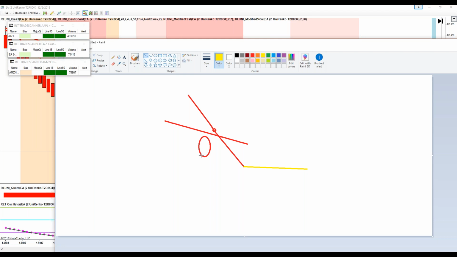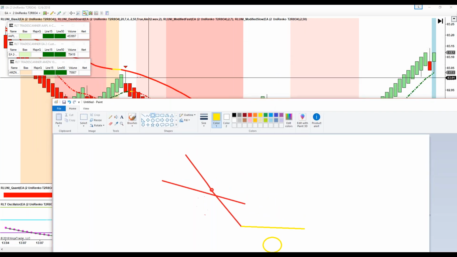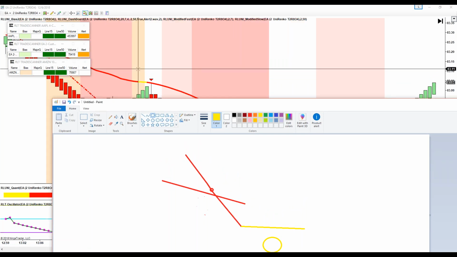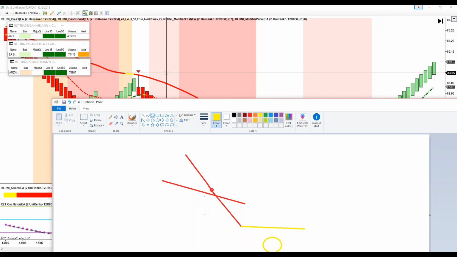Now, price is still here, below the 15 and the 50, but you lost a lot of power in the trend because now you've got a flat 15. So that light pink only allows you to trade short. The bisque only allows you to trade short, but they're riskier setups.